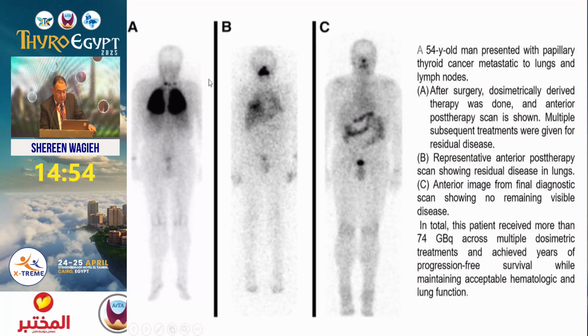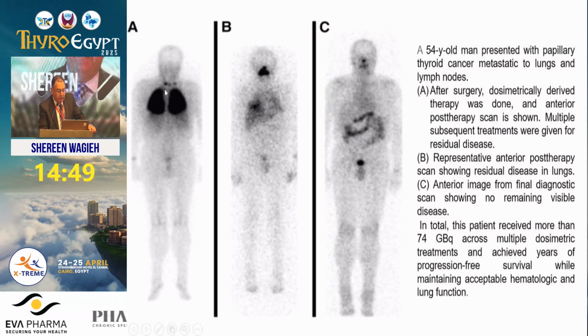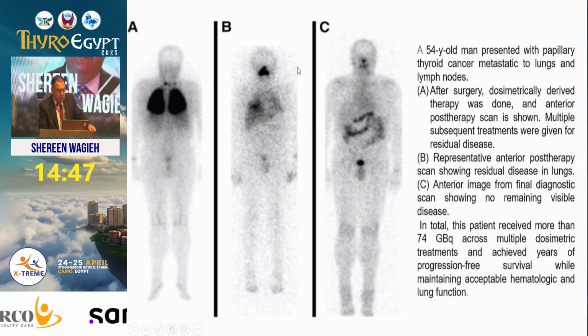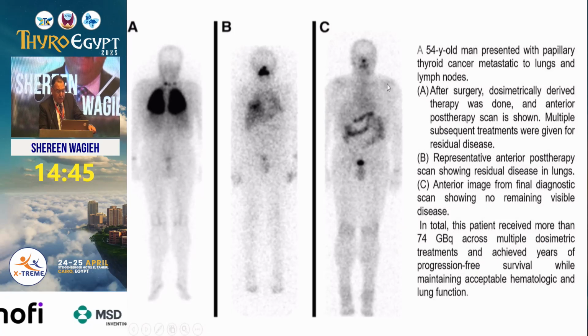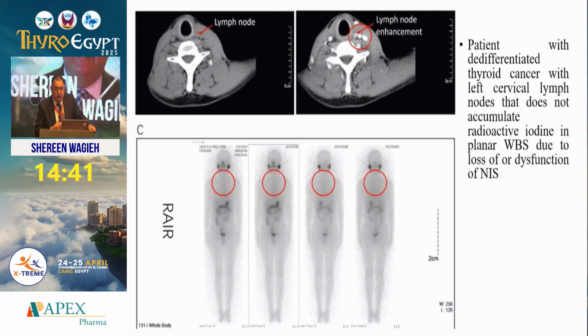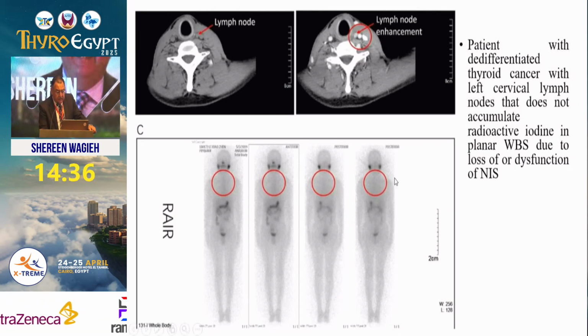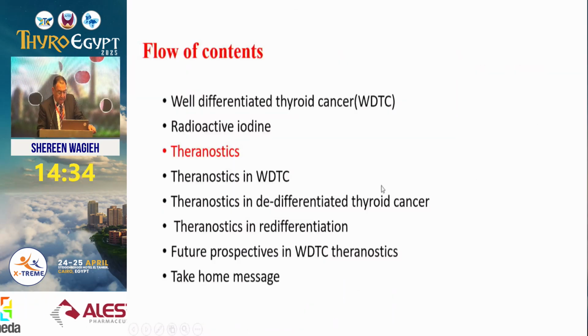This is another patient with recurrent well-differentiated thyroid cancer in the neck with bilateral pulmonary deposits, who received several doses of radioactive iodine and achieved complete remission here. But in a patient with dedifferentiation, conventional imaging here saw left cervical lymph nodes, and they did not accumulate any radioactive iodine.